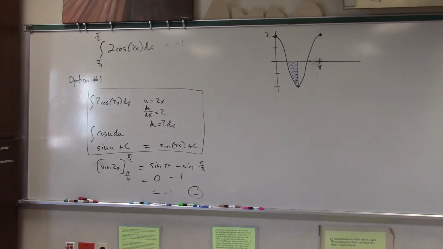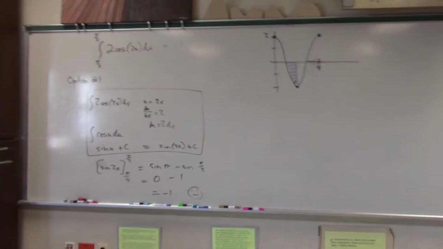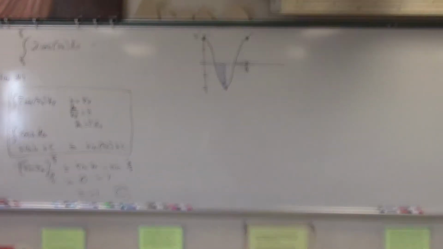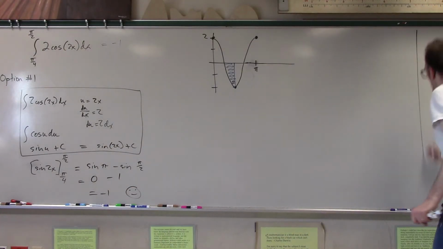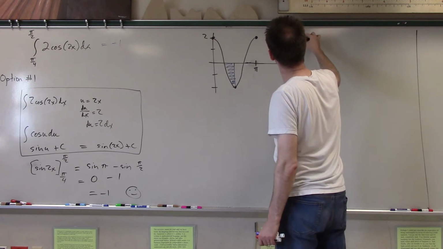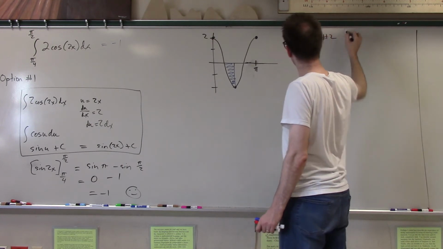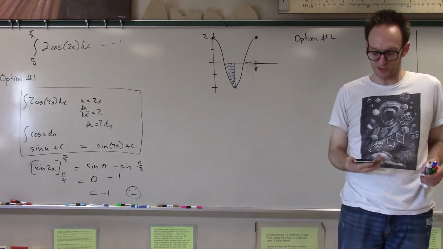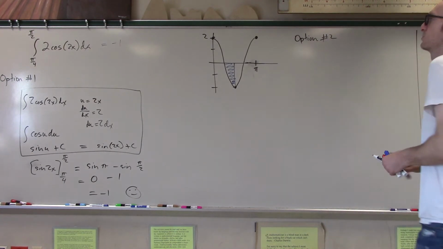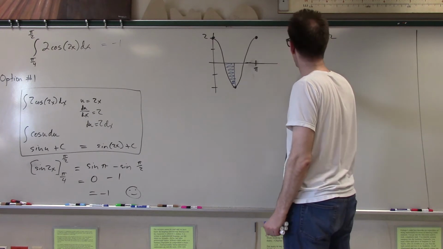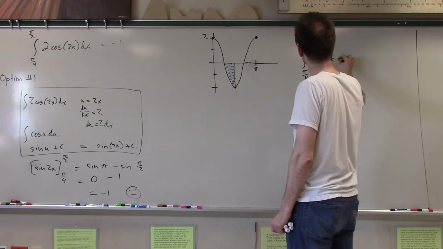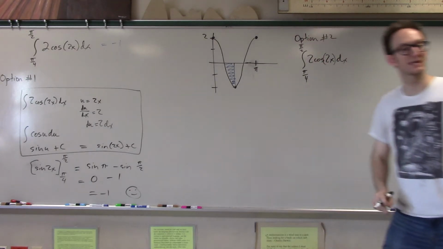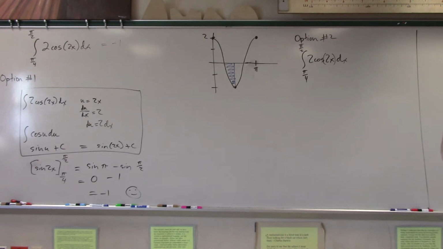I will call it an acceptable way to do this problem, but it is not ideal. A better way to do this problem is what I'm going to call option 2. Option 2 is performing the substitution on the integral itself. This is called integration by substitution. So I'm going to take the same problem, pi over 4 to pi over 2, of 2 cosine 2x dx. But now, instead of taking this detour into anti-differentiation, I'm going to just manipulate the integral directly.